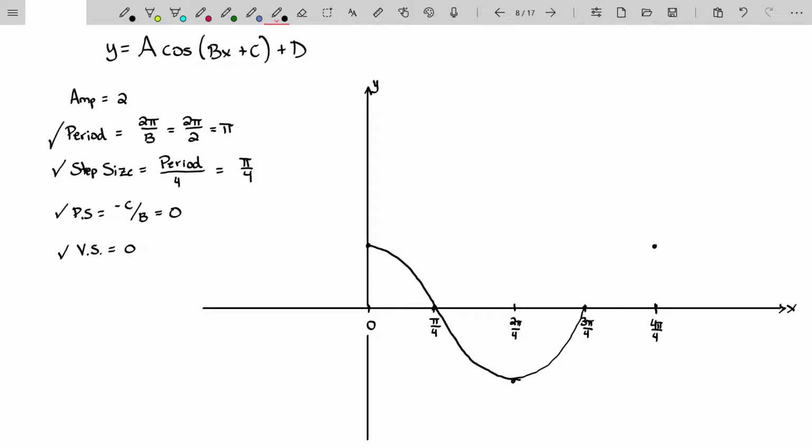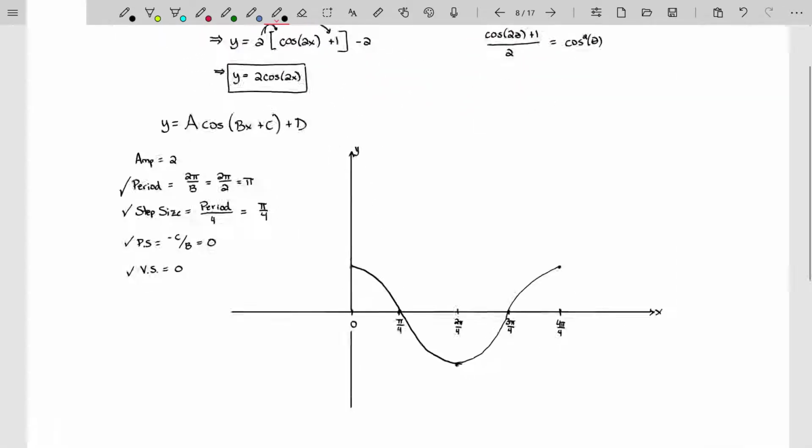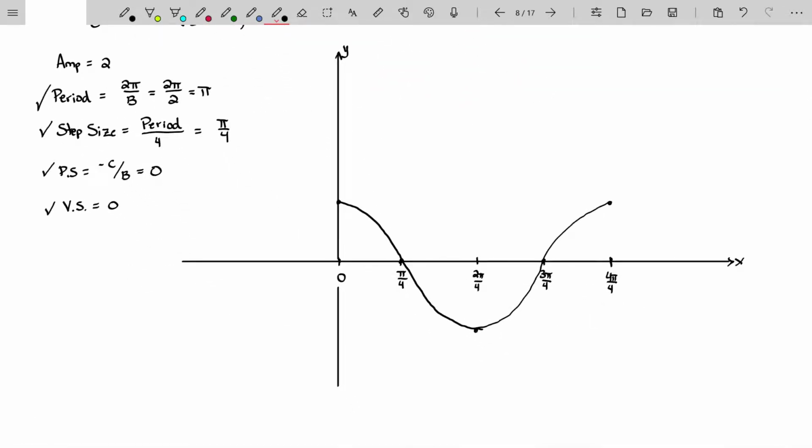All done by hand, right? There we go. That's one period of this. We were being asked to graph this from 0 to 2 pi, but I'm just getting the 1 pi done first. Amplitude of 2, so that's 2, and this depth here, or the minimum, is a -2, because it's plus or minus 2 from the midline.